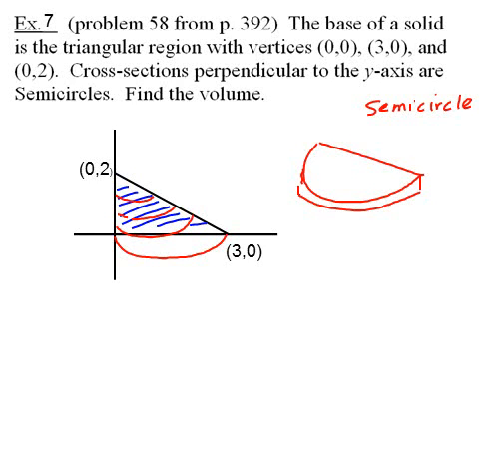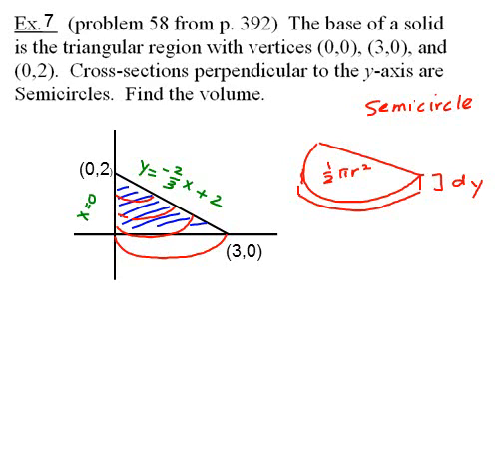The area of each semicircle can be found by 1/2 pi times radius squared, and the thickness of each semicircular slice runs vertically, so our integral will use a dy. In order to describe the radius of the slices, I need equations for the sides of the triangle. The vertical side is x equals 0, and the diagonal side is y equals negative 2/3 x plus 2.